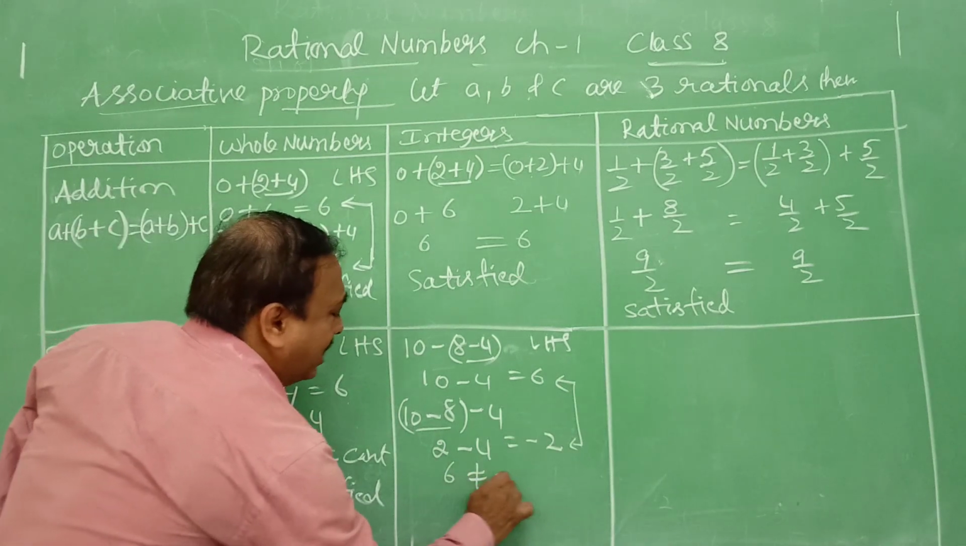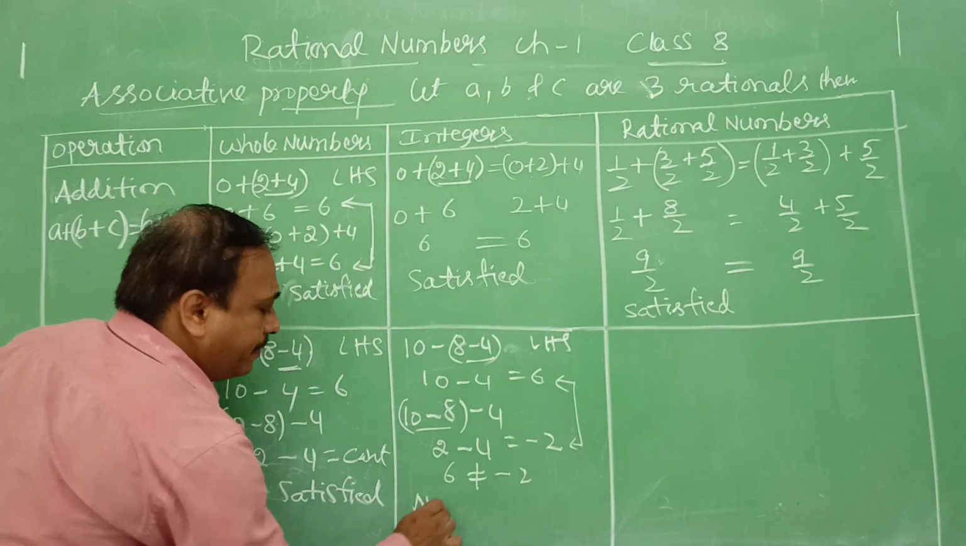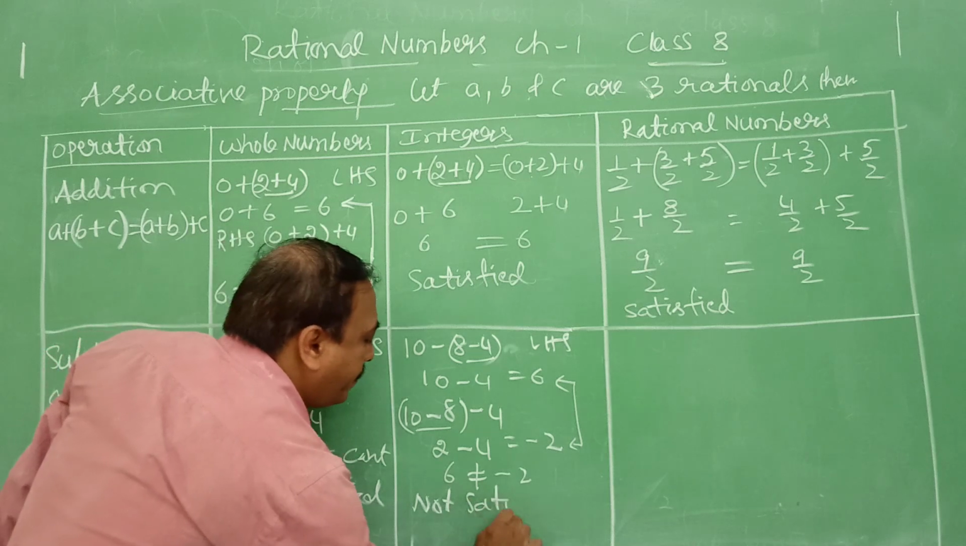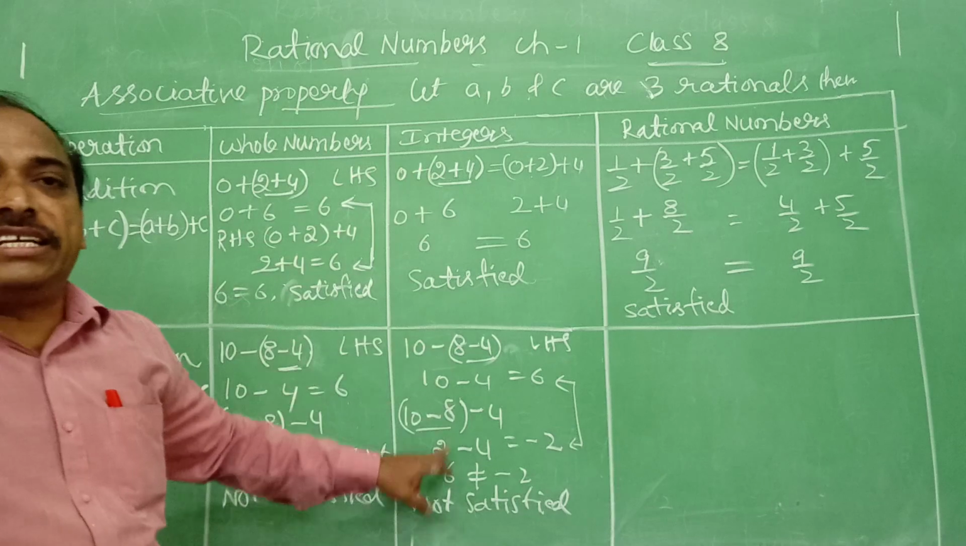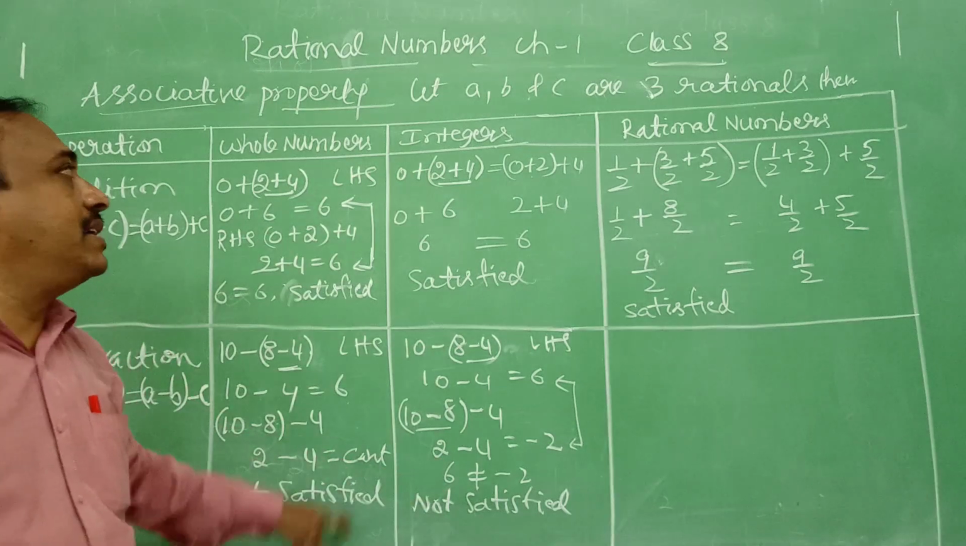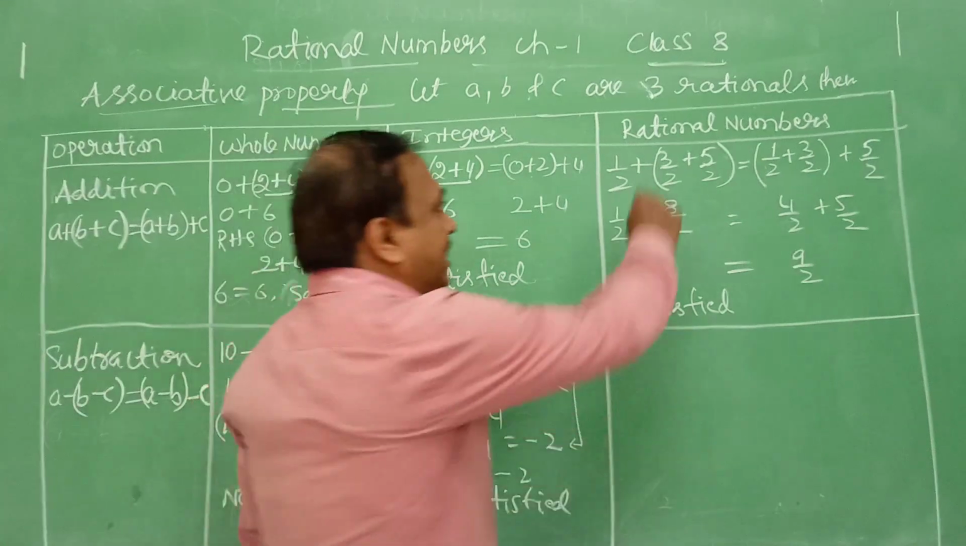6 is not equal to minus 2. So not satisfied. This is integers, subtraction of rational numbers, associative property does not satisfy.